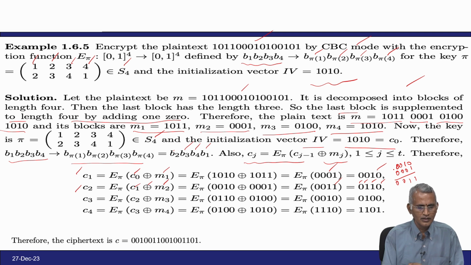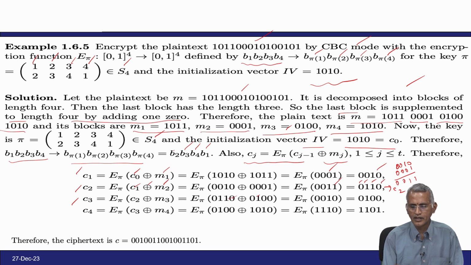Similarly, C3 is nothing but E_pi of C2 XOR M3. So C2 you already found out, this is C2. Apply this C2 here, and M3 you already know, supply it here, and you have to do the XOR.